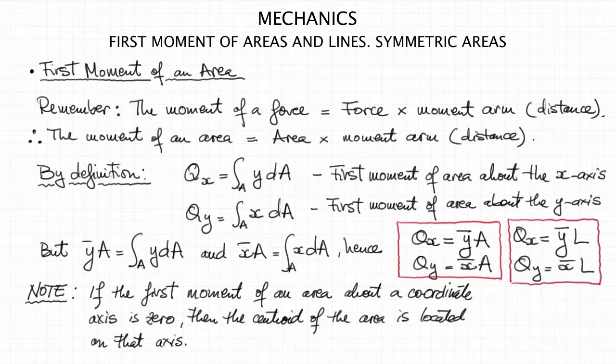Qx equals y bar times L and Qy equals x bar times L. So all we have to do is replace the area with the length of the line.